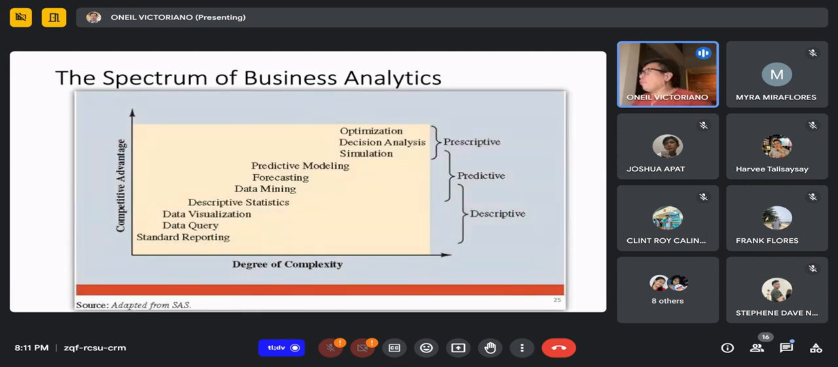So the spectrum for business analytics is like this, no? The basic part is descriptive, and the y-axis is the competitive advantage of the organization, while the x-axis is the complexity. Predictive analytics does forecasting, data mining, and predictive modeling, while prescriptive is optimization, decision analysis, simulation, etc. So these are the different categories of business analytics.